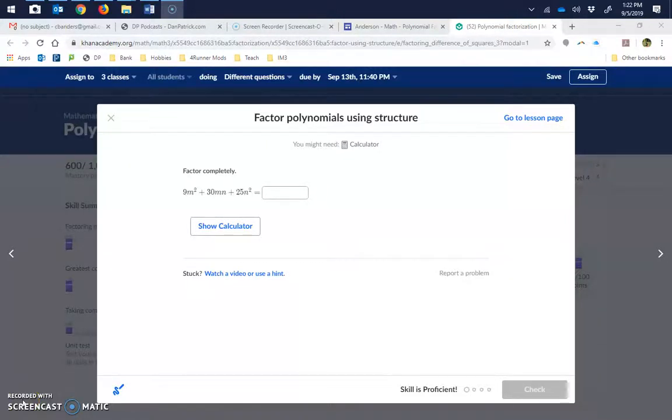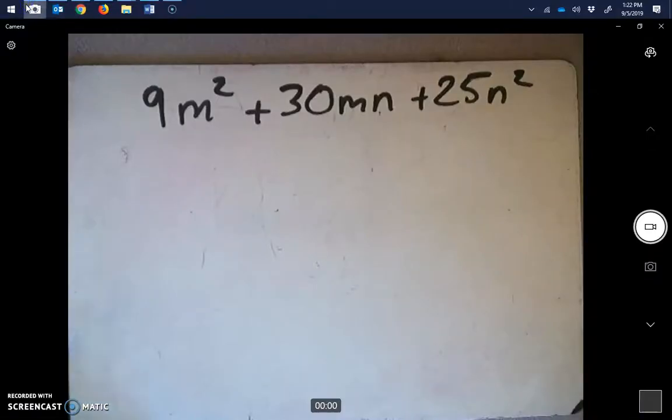All right, factor polynomials using structure. So the question says factor completely. We have 9m squared plus 30mn plus 25n squared. All right, so I have that written down right here.